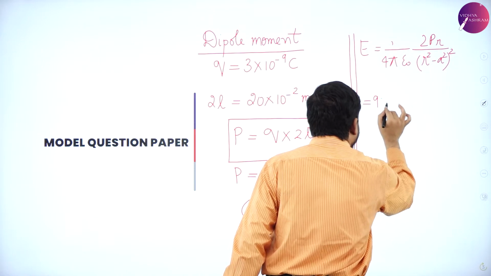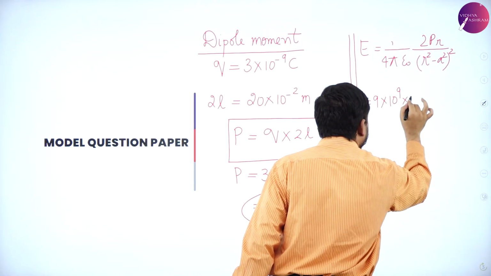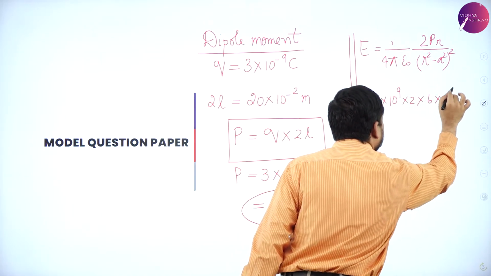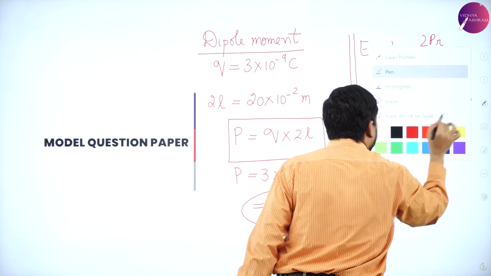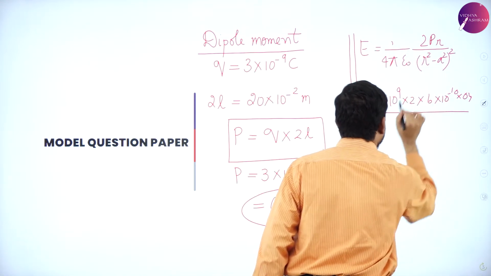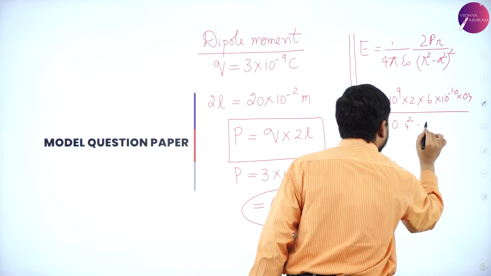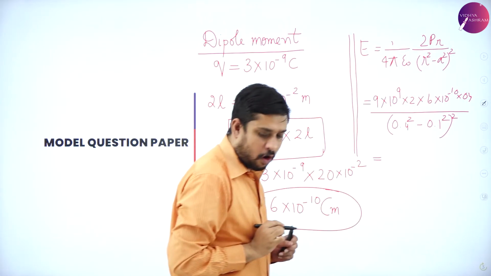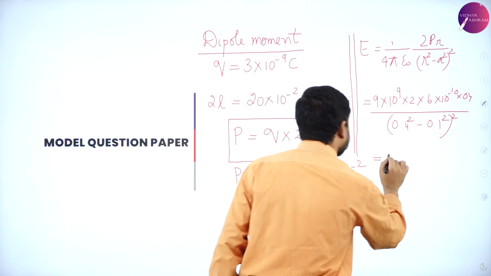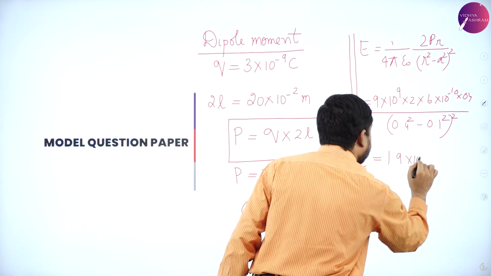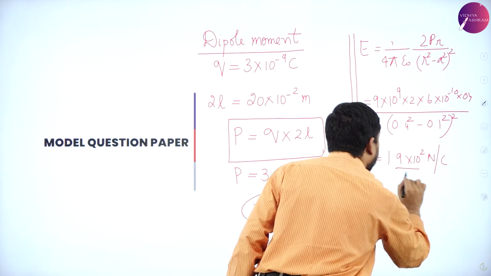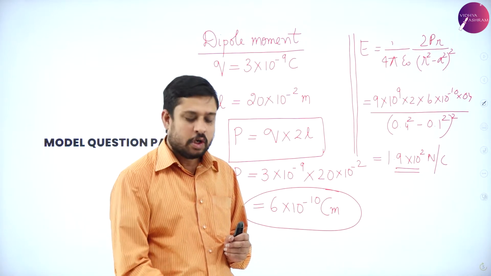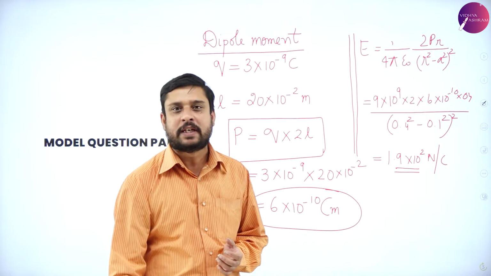So this is 9 into 10 power 9, dipole moment is 6 into 10 power minus 10, into 0.4, divided by 0.4 square minus 0.1 square, the whole square, and on simplification, this is 1.9 into 10 power 2 Newton per Coulomb. So just juggling out the expressions so easily, we have arrived at the result.